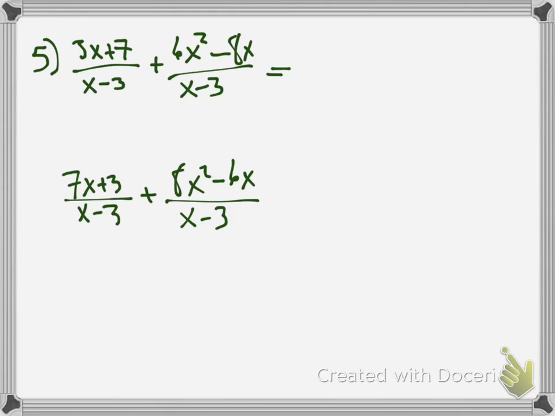Here on number 5, for both versions, all you've got to do is combine like terms. If you notice that the denominators are the same, and yes, they're the same for both versions, so all I've got to do is combine like terms.